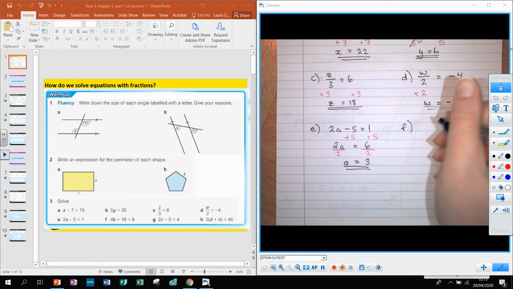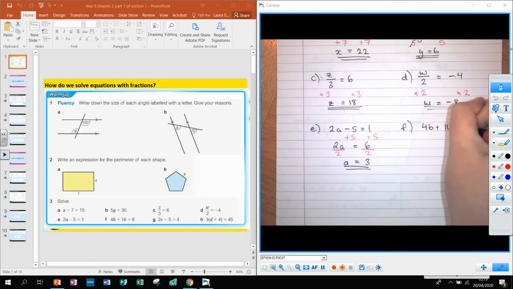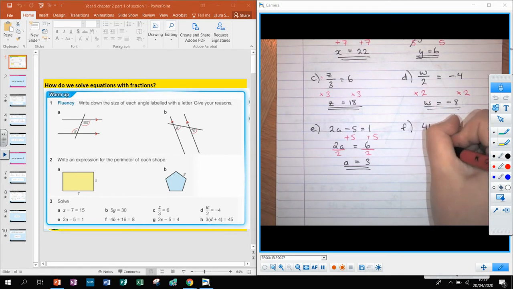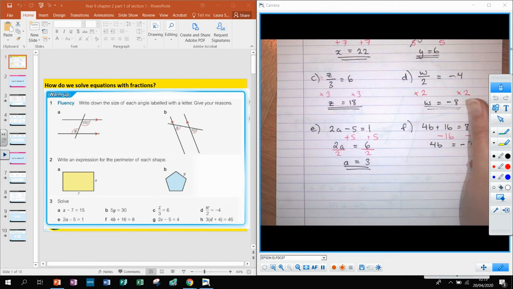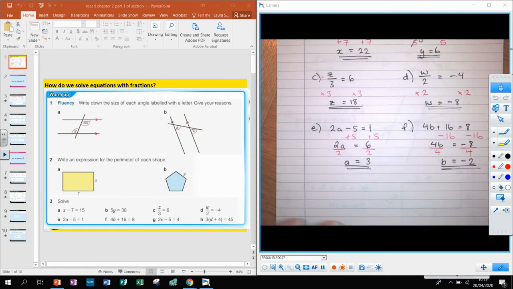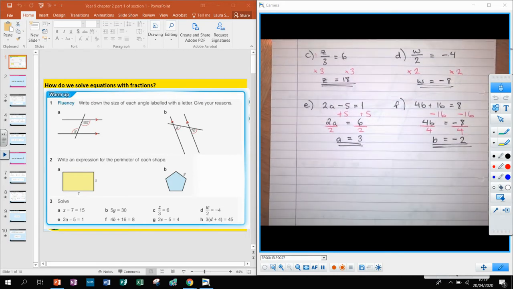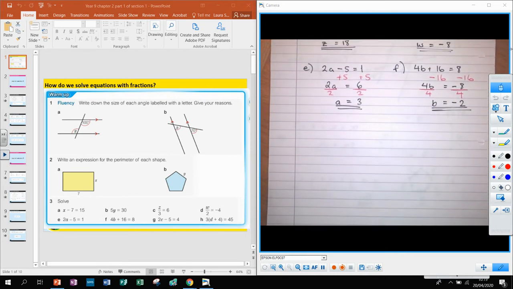For part F, we have 4b plus 16 equals 8. Okay, so again, we're going to add or subtract first, positive 16. So we're taking away 16 from both sides, leaving us with 4b is equal to 8 take away 16 is negative 8. We then divide by 4. And we get b is equal to negative 2. 8 divided by 4 is 2, so therefore negative 8 divided by 4 is negative 2.